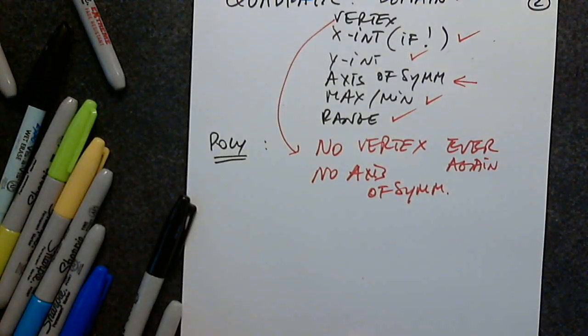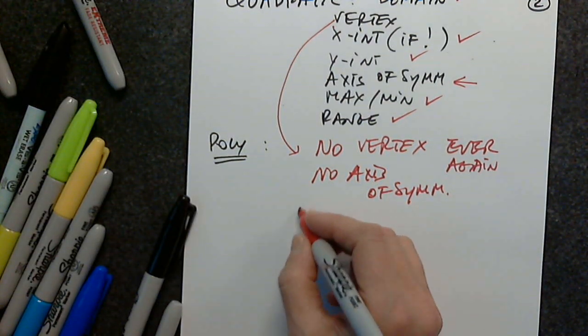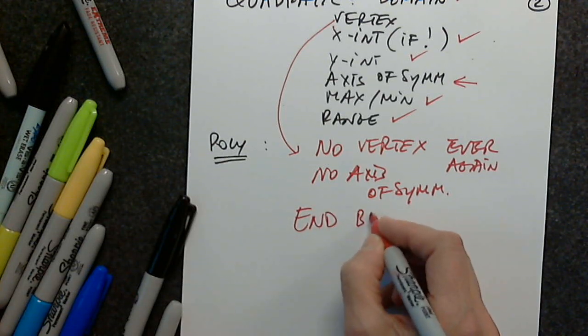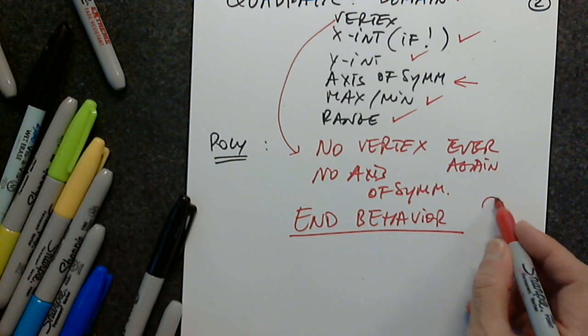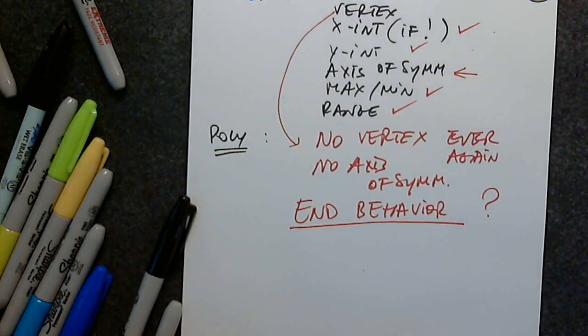However, we have to add a few things here. Number one that we have to add is end behavior. What is that? We'll get to it in a minute, which we did not discuss in quadratics. There was no need for that.